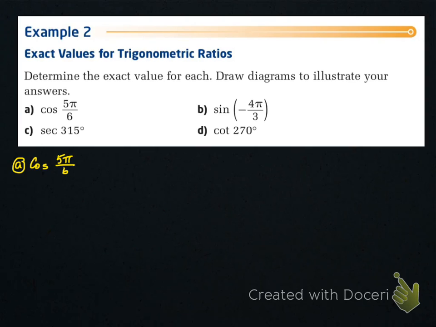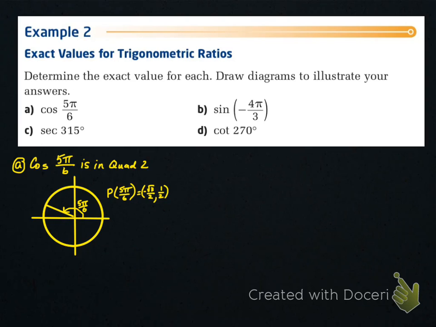In example 2, let's look at the exact values for trig ratios. Determine the exact value of cosine of 5 pi over 6. Well, we know that 5 pi over 6 is in quadrant 2. There it is. Therefore, 5 pi over 6 is going to be, from our unit circle, (-√3/2, 1/2). Our reference angle is going to be pi minus 5 pi over 6, which is pi over 6.